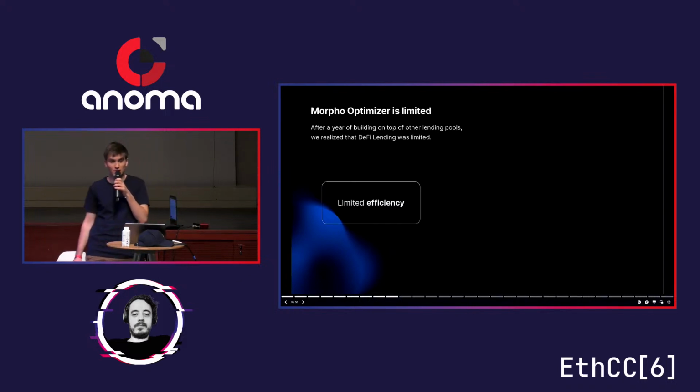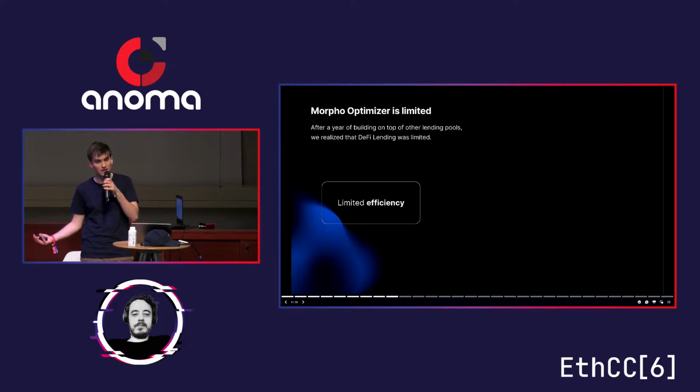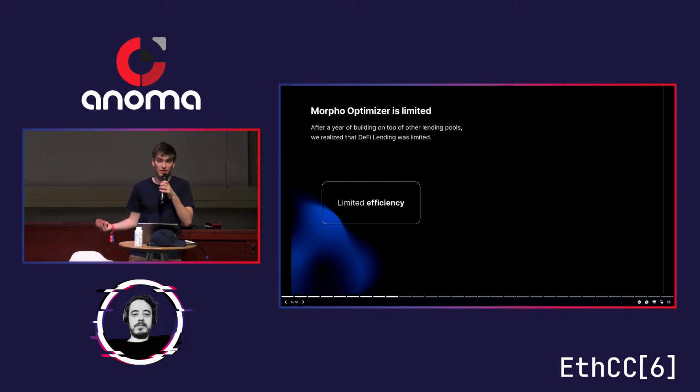The first reason is that you have limited efficiency. Morpho Optimizer's purpose is to improve the interest rates of Aave and Compound because they have large interest rate spreads between the lending APY and the borrowing APY. So you have a rate inefficiency. But you also have leverage inefficiency. For example, you can't take as much leverage as you can in traditional finance.